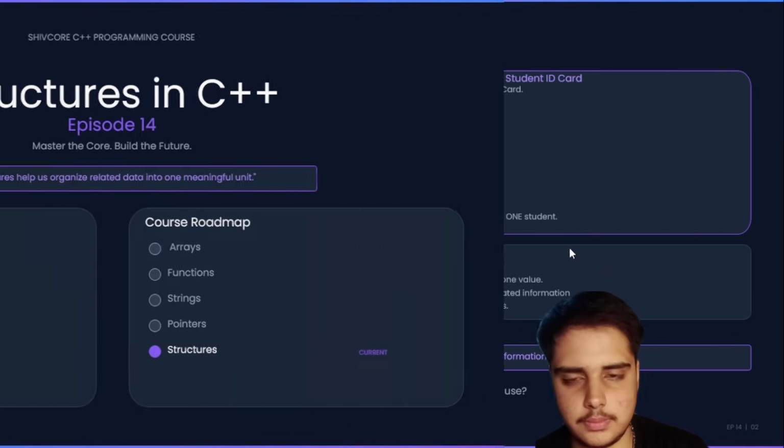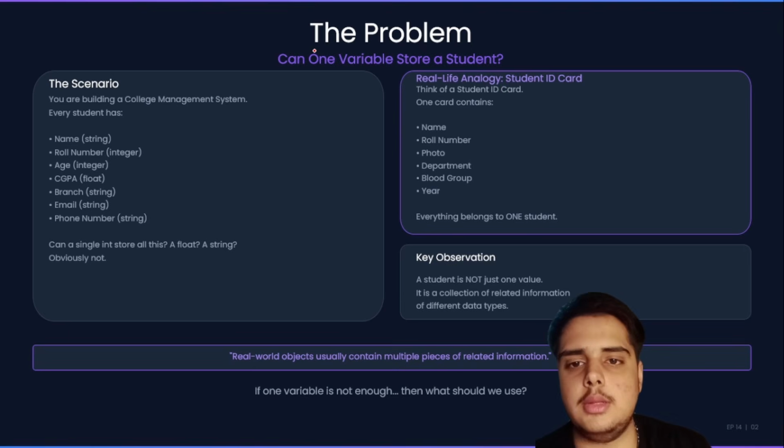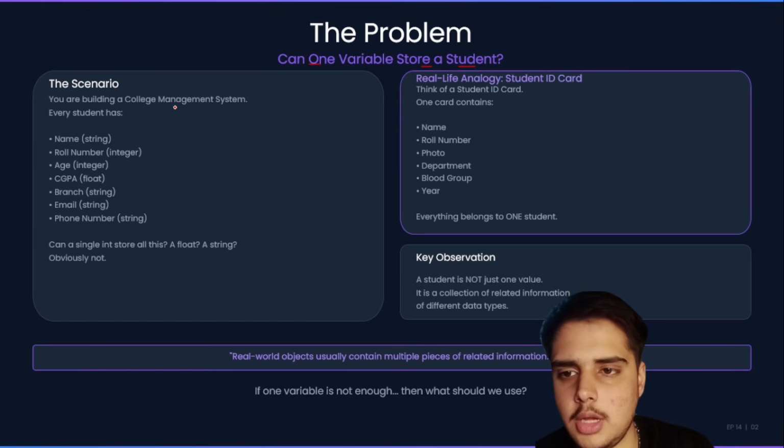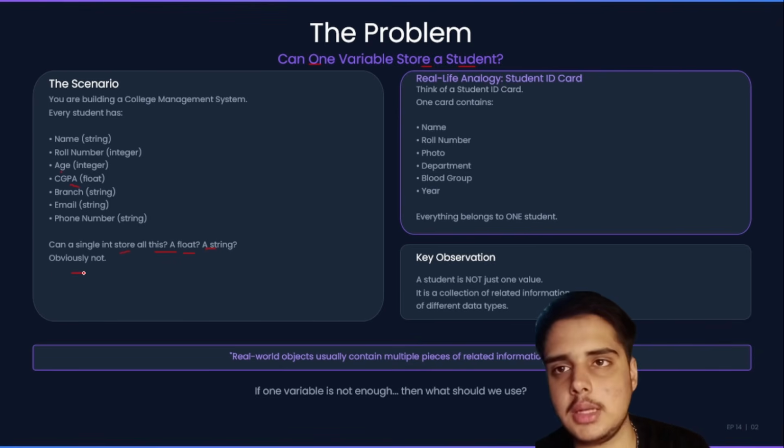So, moving ahead, the problem: can one variable store a student? The scenario: you are building a college management system. Every student has name, roll number, age, CGPA, branch, email, phone number, etc. So can a single int store all of this, or a float, or a string? Obviously not. I mean, how can it be done?